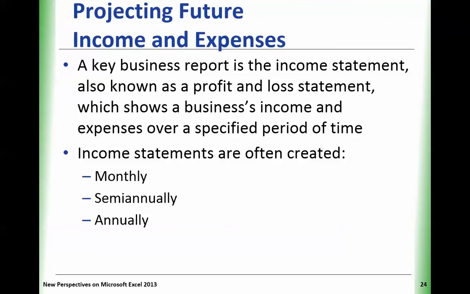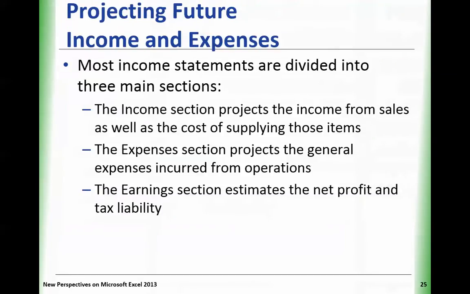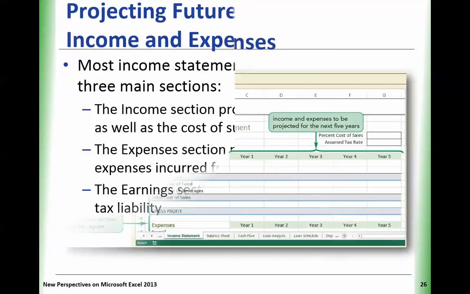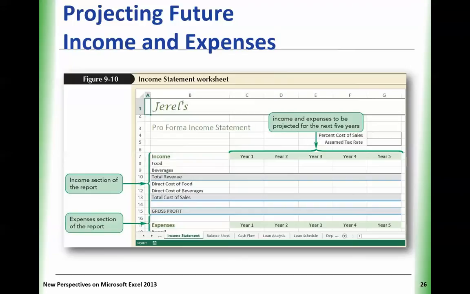Most income statements are divided into 3 main sections. The income section projects the income from sales as well as the cost of supplying those items. The expense section projects the general expenses incurred from operations, and the earnings section estimates the net profit and tax liability. So it's usually divided into the income section, the expense section, and projected earnings sections.